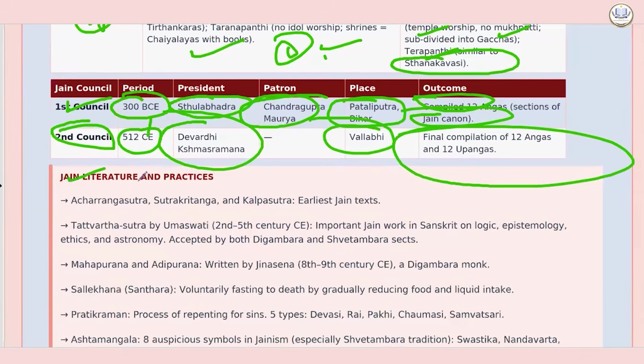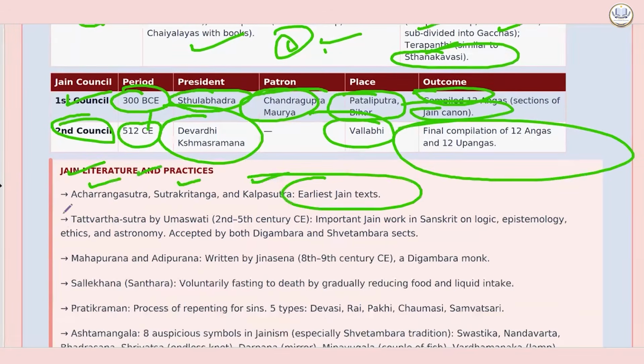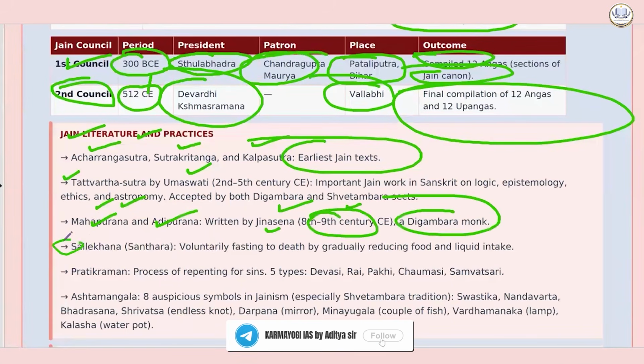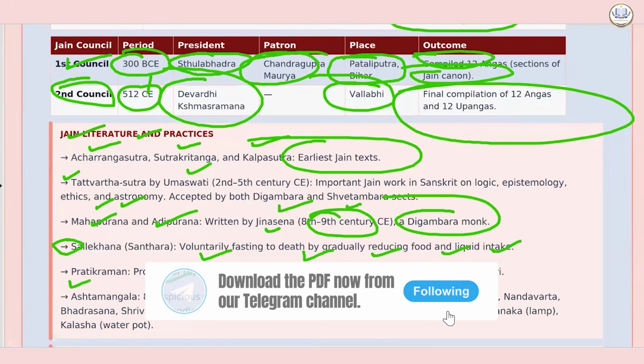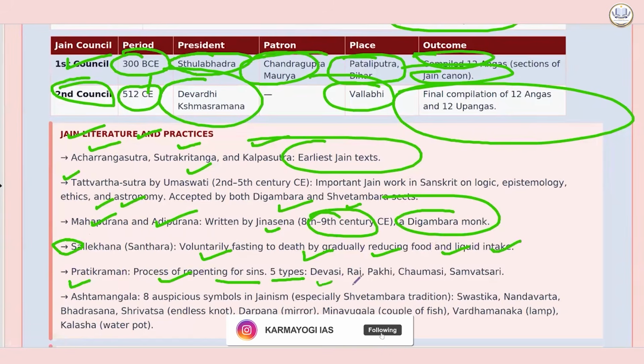There are some important Jain literature and practices. Acharanga Sutra, Sutrakritanga, and Kalpa Sutra were the earliest Jain texts. Then Tattvartha Sutra by Umasvati, an important Jain work in Sanskrit on logic, epistemology, ethics, and astronomy, accepted by both Digambara and Svetambara sects. We have Mahapurana and Adi Purana written by Jinasena, a Digambara monk.